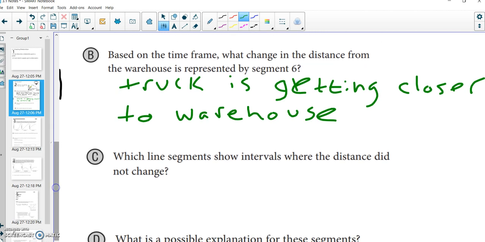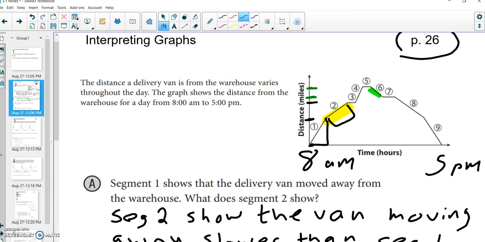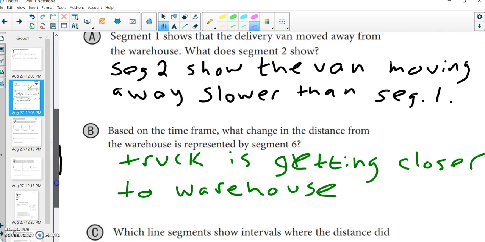So if we look at letter C, which line segment shows intervals where the distance did not change? So if we go back up here, where do they not change it? Where does the distance not change at all? And if we look, there's a couple of them actually. So there is this part right here, this part right here, and this part right here. So where they don't change would be intervals 3, 5, and 7.